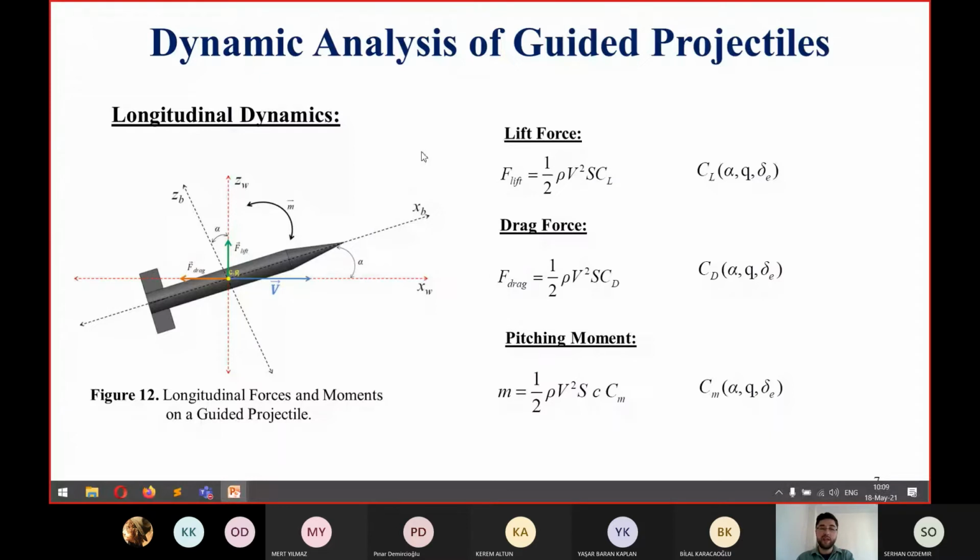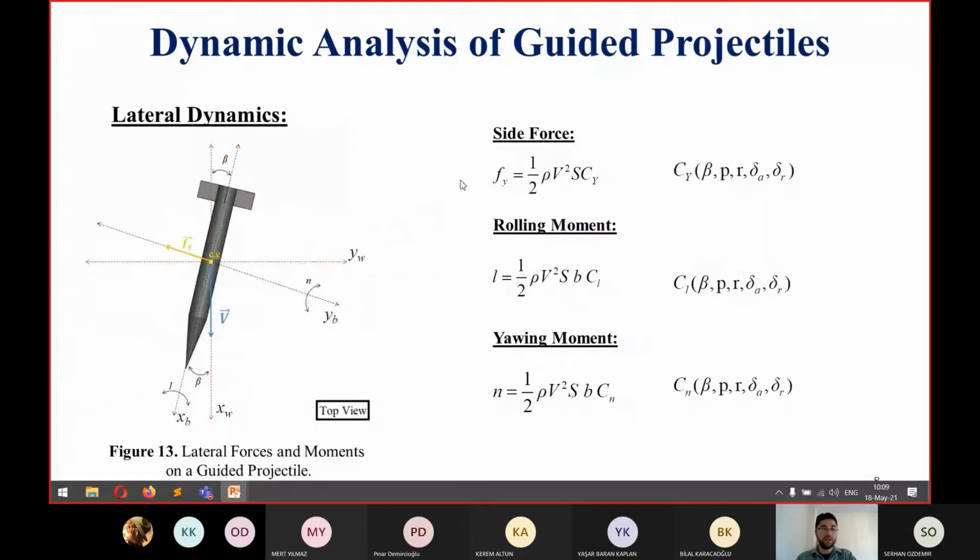In longitudinal dynamics, we have two forces, lift and drag, and one pitching moment. Our munition moves in the x and z axes and makes a pitch angle. As you see in the formula, there are some coefficients, CL, CD, and CM. These are lift, drag, and pitching moment coefficients. They are dependent on angle of attack, pitch rate, and fin deflection angle.